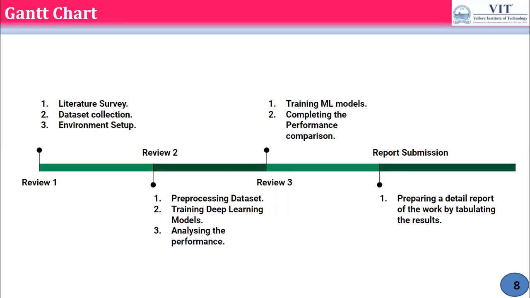So this is the Gantt chart, sir. By review one, we have completed the literature survey, dataset collection, and environment setup. Before review two, we will be completing pre-processing the dataset and augmenting. After that, we will be training the deep learning models like YOLO V4 and SSD MobileNet, and then analyzing the performance of those deep learning models. Before review three, we will be completing all the ML model training and also the performance analysis.